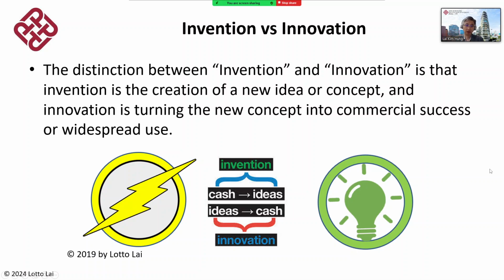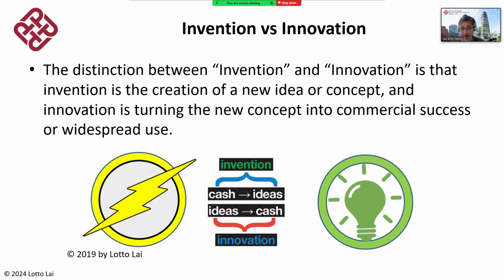So in this diagram, I would like to talk about invention and innovation. What is the difference or distinction between invention and innovation? When we talk about invention, it's to create a new idea or concept. However, when we talk about innovation, it aims at turning your new concept or idea into commercial success or wide use.